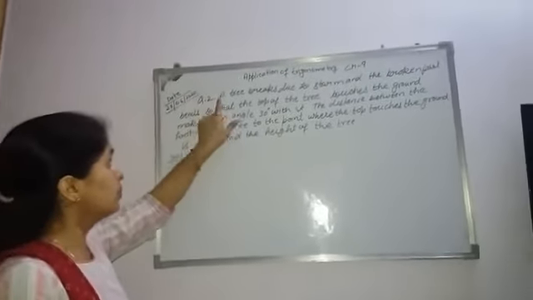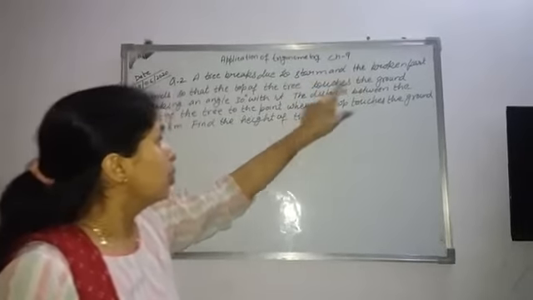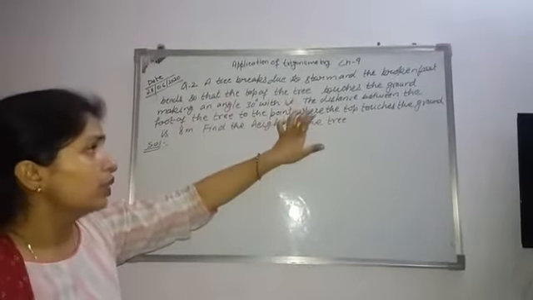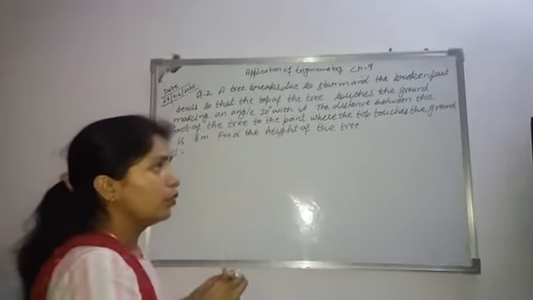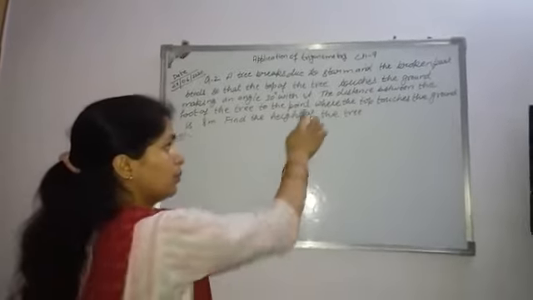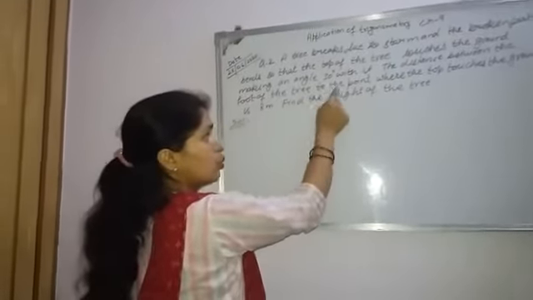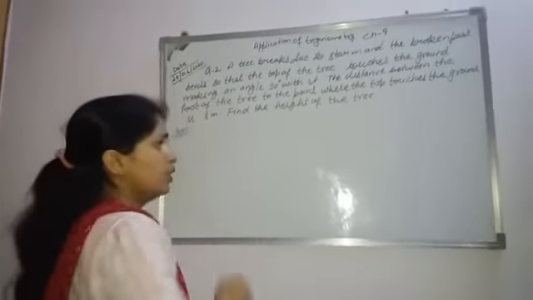Question number 2. A tree breaks due to storm and the broken part bends so that the top of the tree touches the ground, making an angle of 30 degrees with it. With it means with the ground. The distance between the foot of the tree to the point where the top touches the ground is 8 meters.